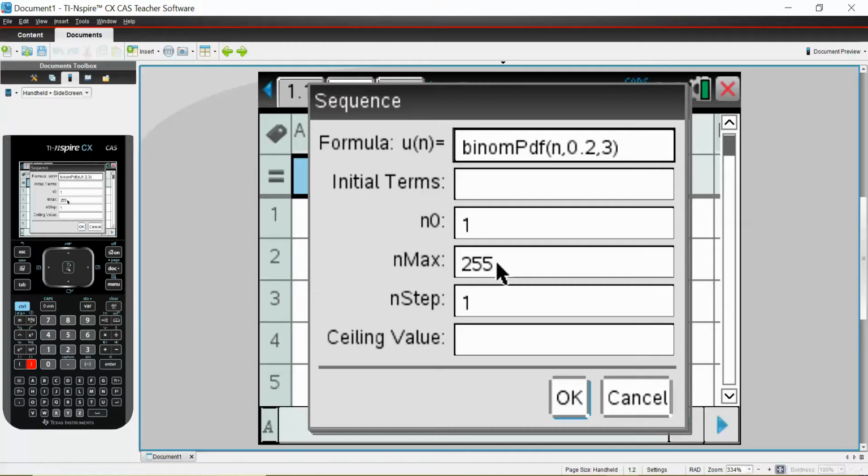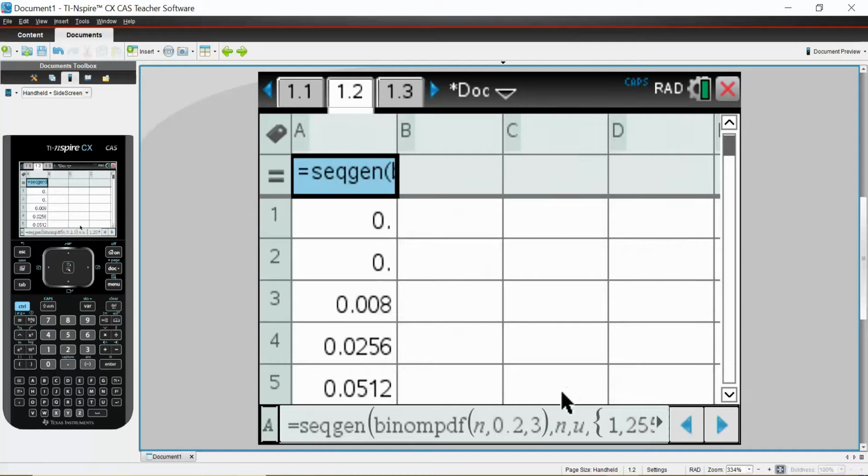But anyways, from 1 to 255, that's all you have to do. So that's my sequence, and I want them to do that for me. So I'm going to press OK. And what it does is it generates a sequence when n equals 1, n equals 2, what's the chances of getting each one?